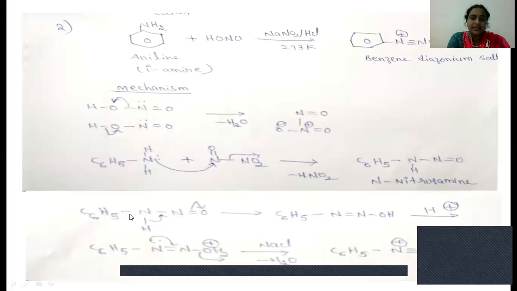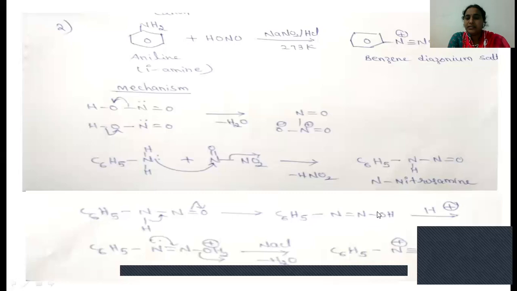Further, in this compound, the nitrogen having one hydrogen donates its bonding electrons, and simultaneously the pi bonding electrons shift towards the oxygen, because oxygen is a more electronegative atom than nitrogen. So the hydrogen shifts from here to this oxygen. This process is also called tautomerism. So finally, this compound forms.